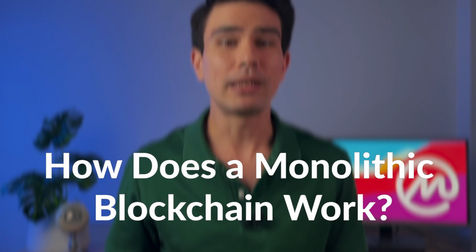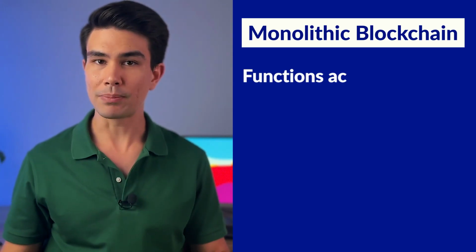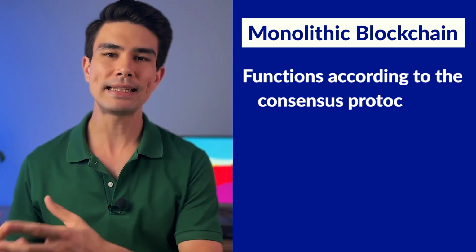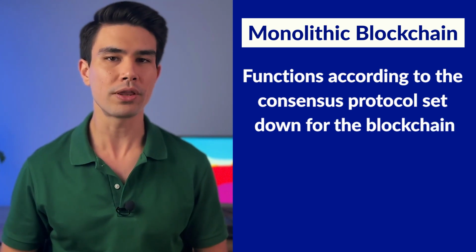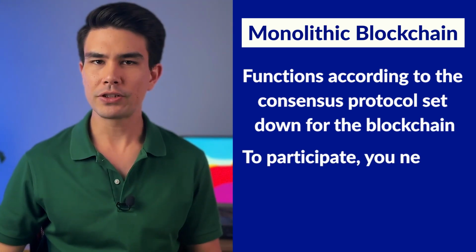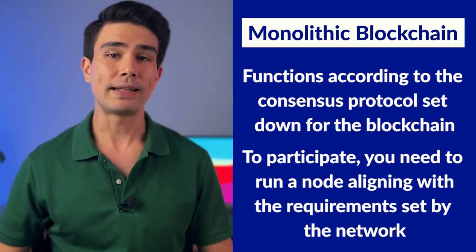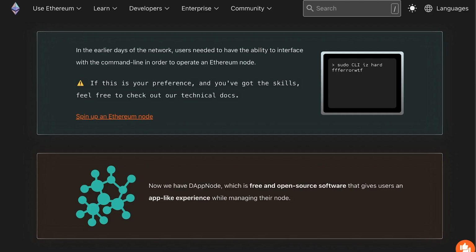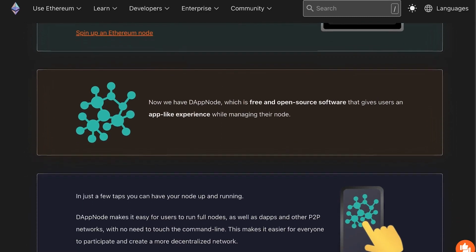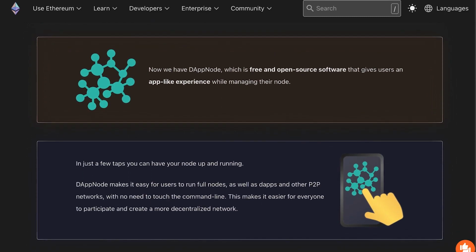How does a monolithic blockchain work? A monolithic blockchain functions according to the consensus protocol set down for the blockchain. To participate, you need to run a node aligning with the requirements set by the network. Let's take the example of Ethereum. Any user wanting to run their own node first needs to identify which kind of node they want to run.